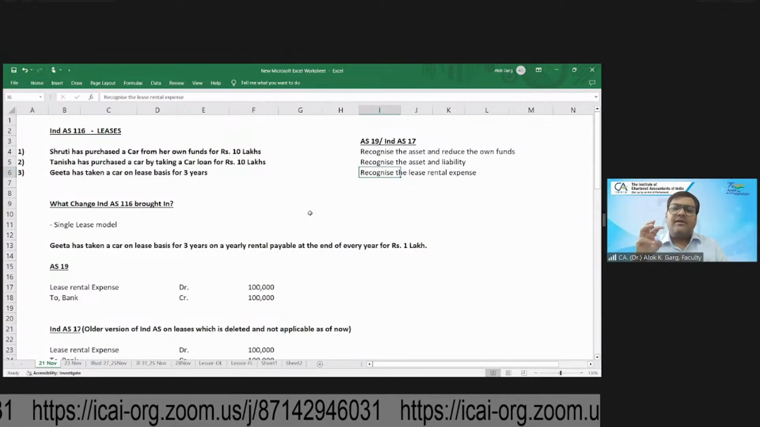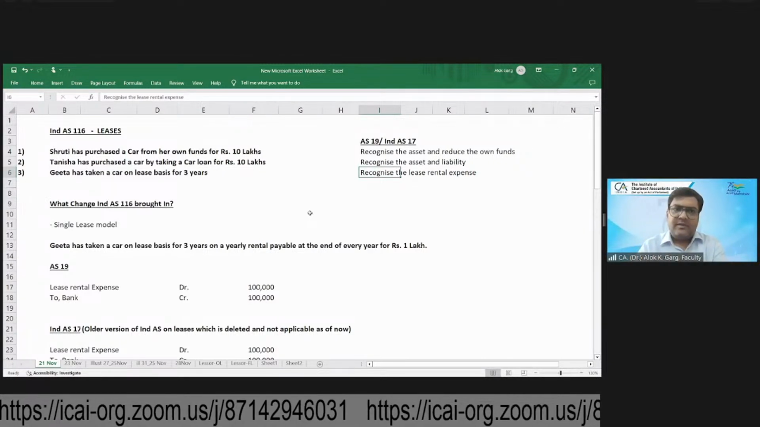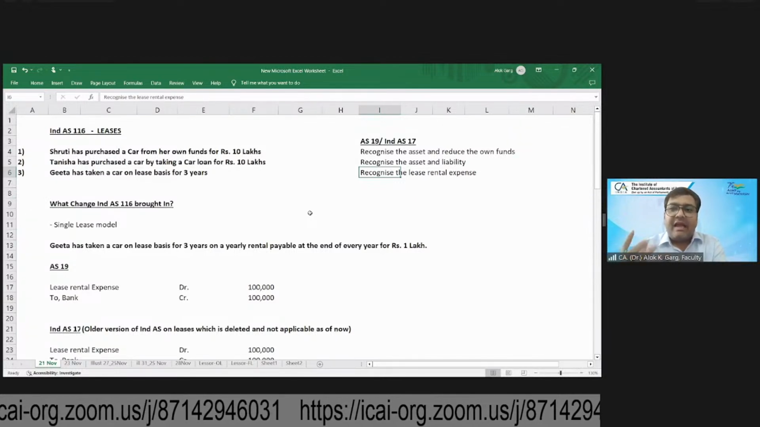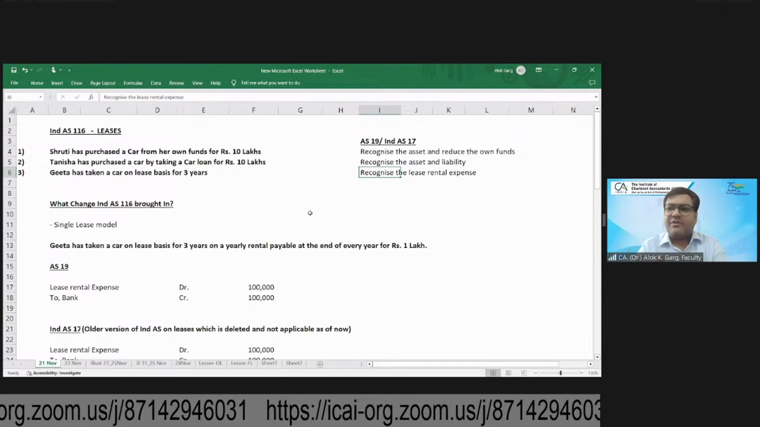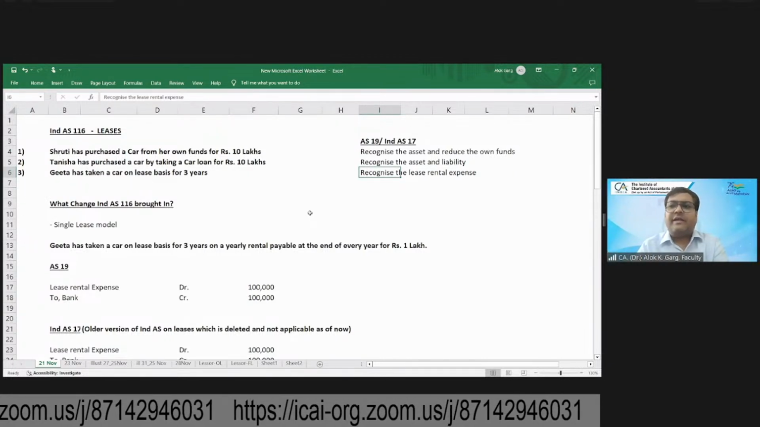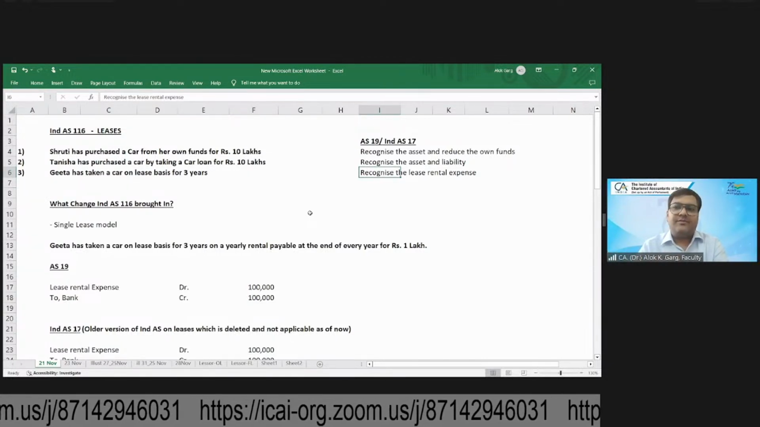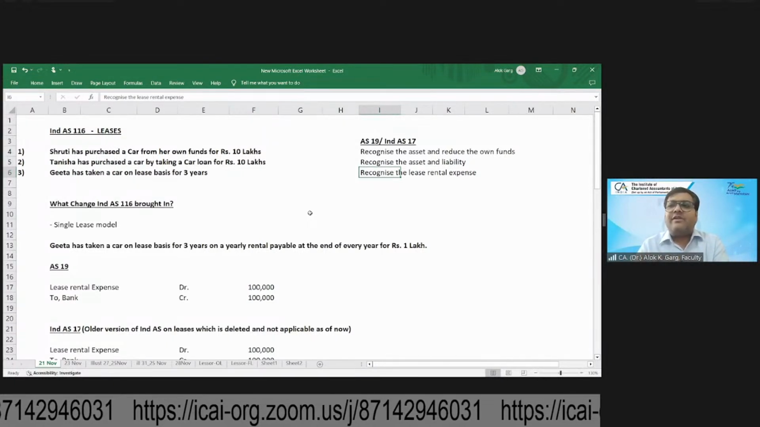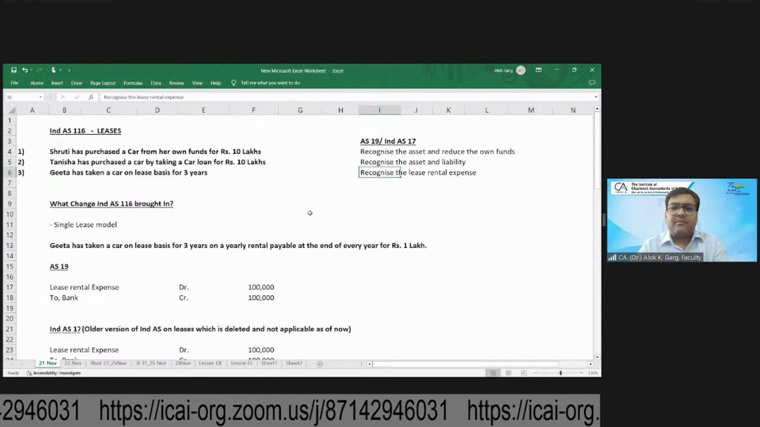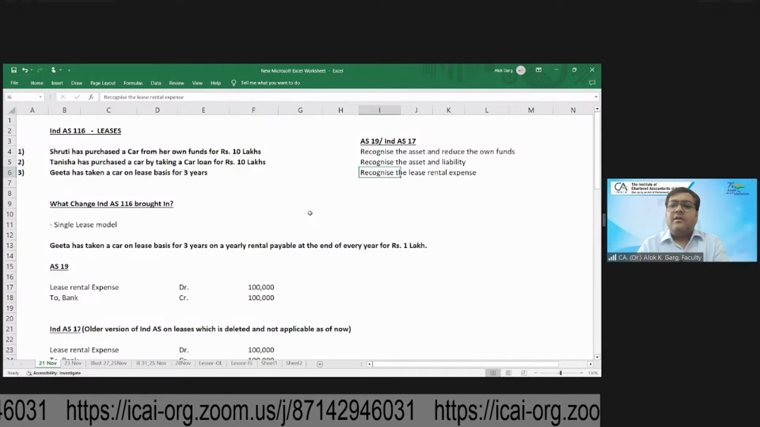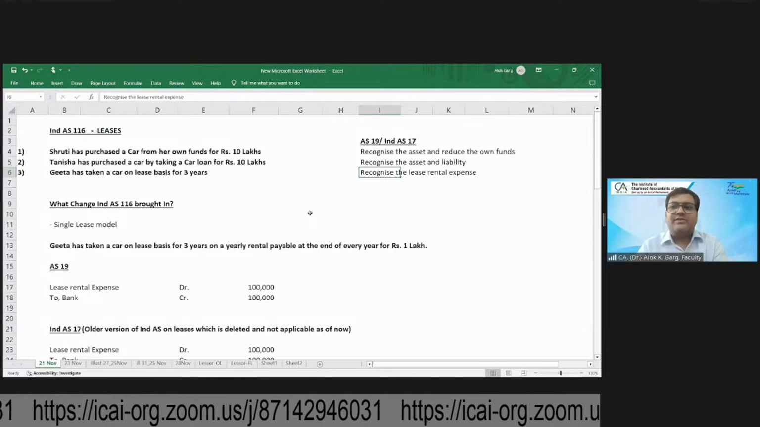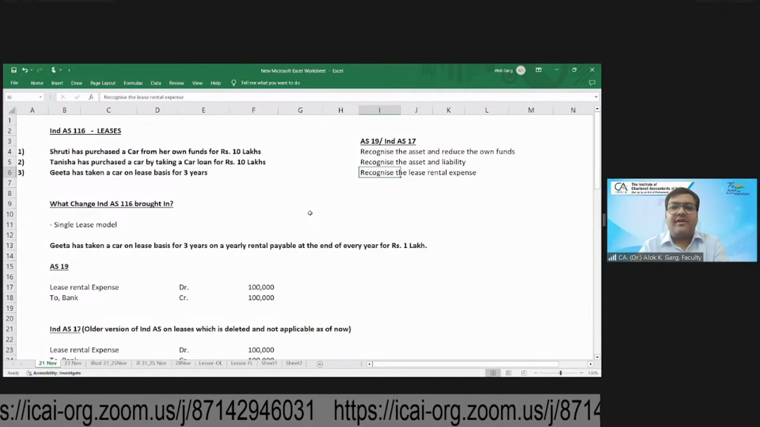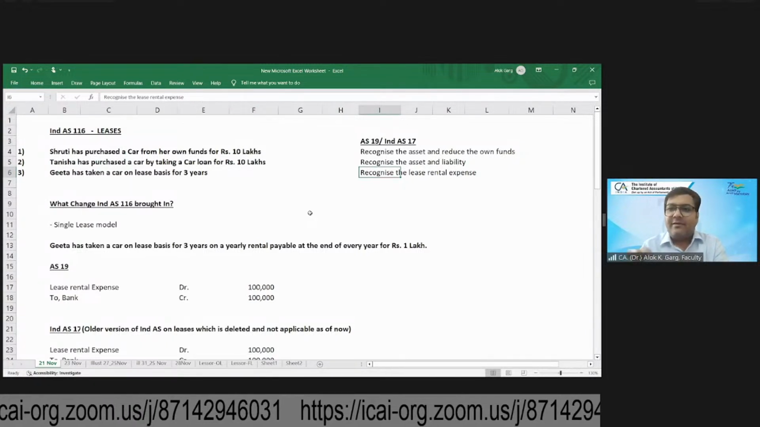So friends, the moment Geeta has taken a car on a lease basis for 3 years, will Geeta have full control on the car for the 3 years? Answer is yes. For example, I'm living in a rental house, and I'm paying a lease rent to my landlord. When the landlord has to come to my house, he has to take my permission. He used to call me and ask, Mr. Garg, will you be available? Should I come at this time?